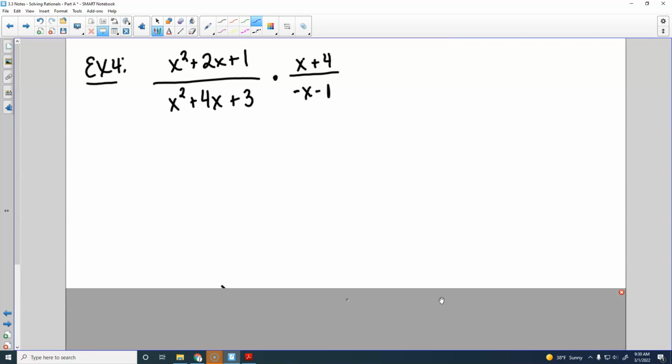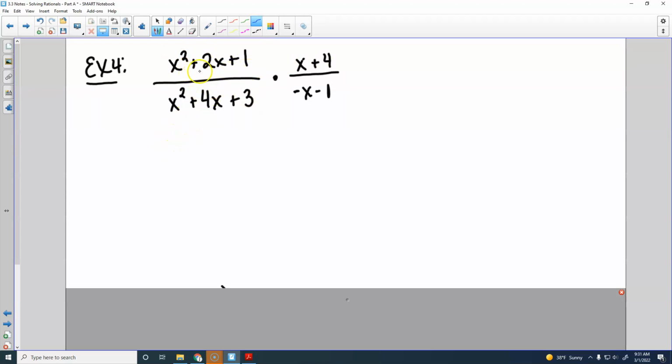Alright, so we've got x squared plus 2x plus 1 over x squared plus 4x plus 6 times x plus 4 over -x minus 1. Remind me, how do I multiply fractions? Just straight across, right? So that's always something I try to really stress is operations with fractions here. So you don't have to have common denominators to multiply, you just multiply straight across. Now, I could multiply all of that stuff together, but that will make it worse rather than better. So I want to factor just like I did before.